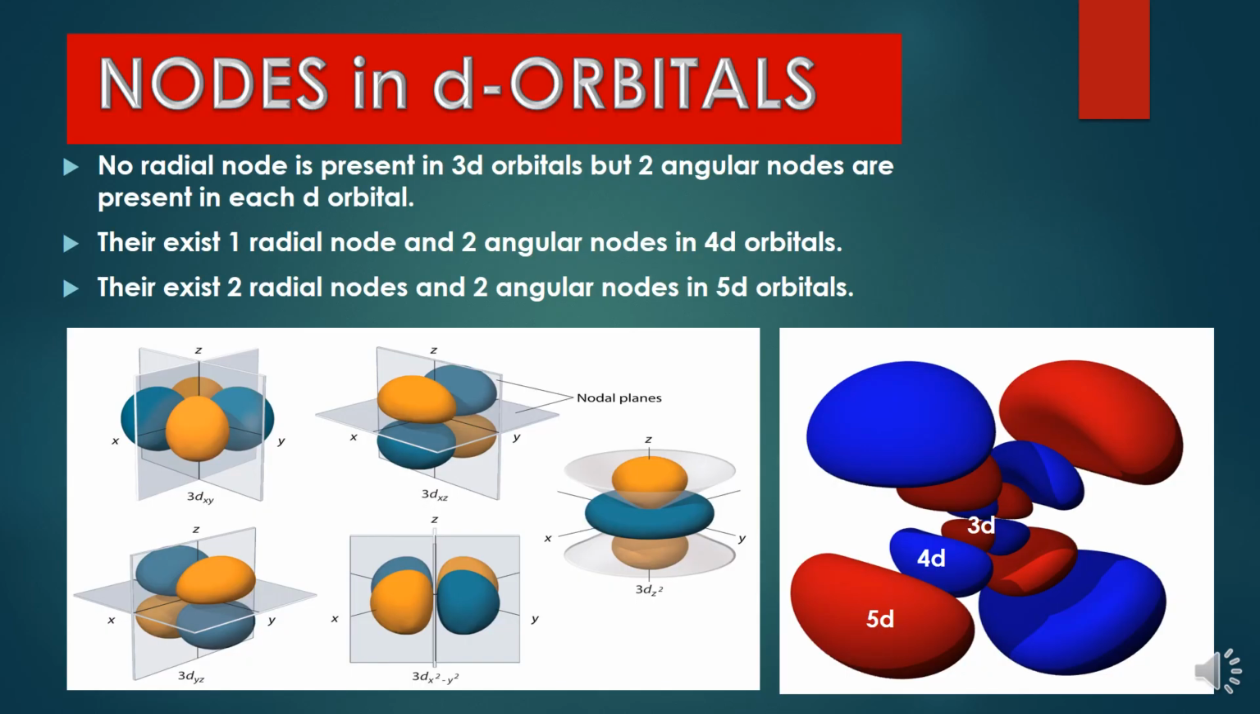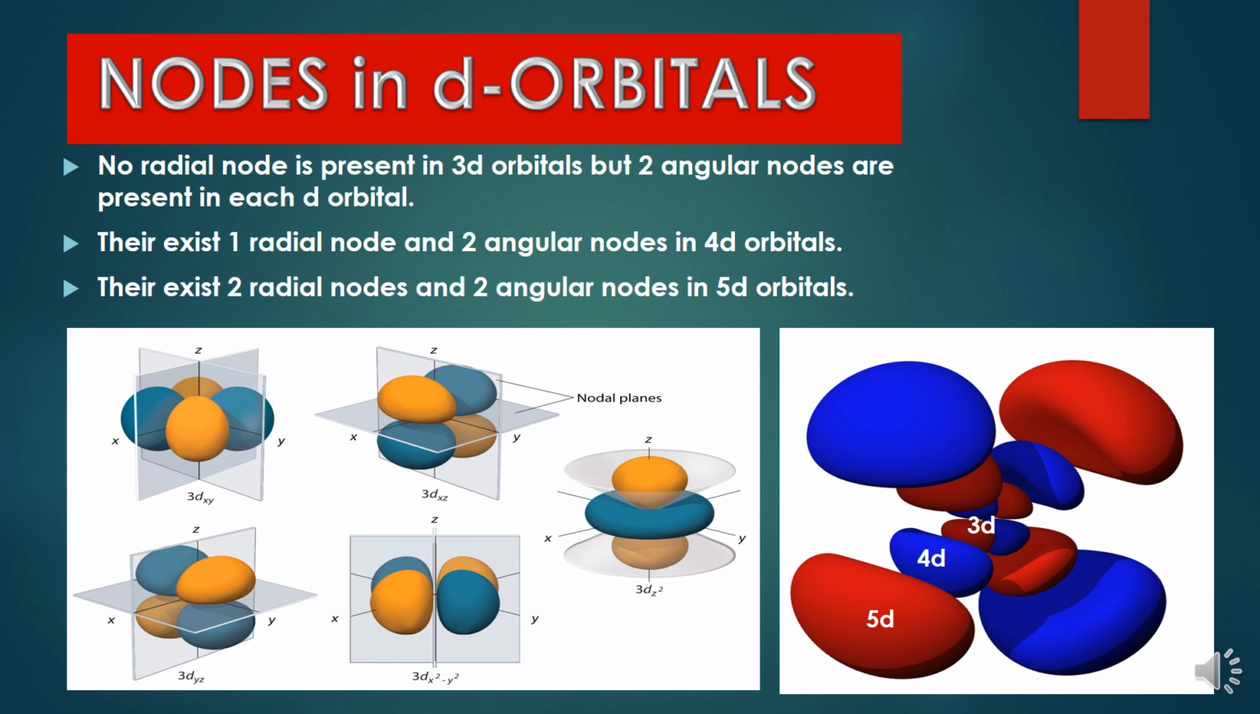Now we can see the number of nodes in d orbitals. The 3d, which is nearest to the nucleus, you can see here in the second figure, the 3d orbital is closest to the nucleus, so it will not have any radial node. After that, between 3d and 4d there will be a space where the electron density approximately becomes 0, that is the first radial node. So the 3d orbital will not have any radial node, but 4d orbitals will have 1 radial node and the 5d orbital will have 2 radial nodes. So this is how radial nodes increase with the increase in the number n.